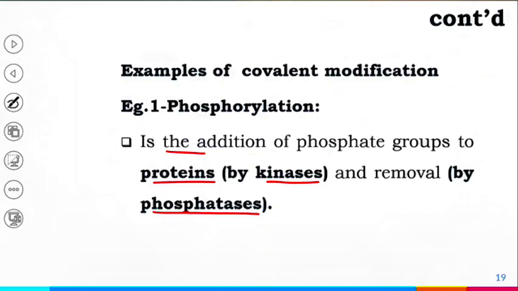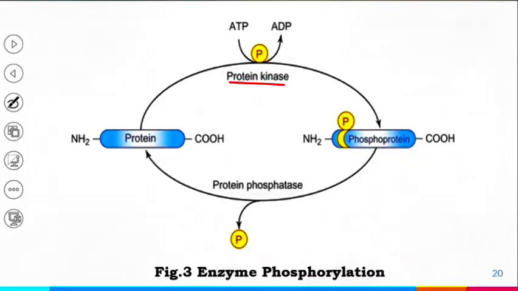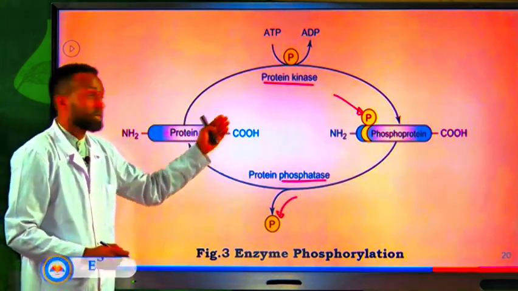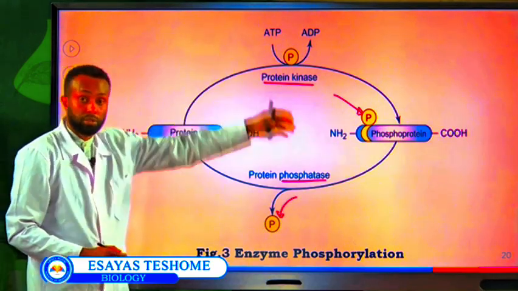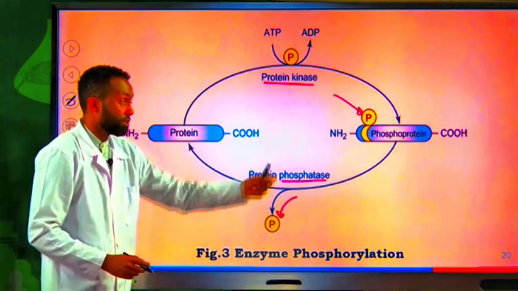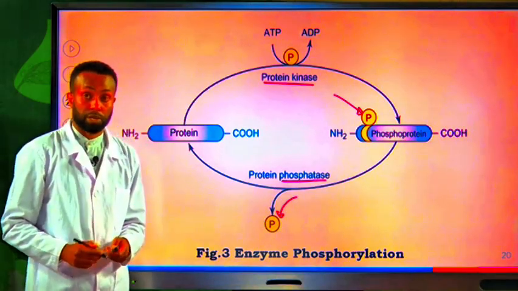This picture represents enzyme phosphorylation. If there is a protein molecule here, and a protein kinase, then there is what? Addition of phosphate. Whereas if there is protein phosphatase, this protein phosphatase helps for the removal of the phosphate group. So phosphorylation is the addition of phosphate in the presence of a kinase enzyme, or the process of removing that phosphate group in the presence of phosphatase. This acts in the case of enzyme phosphorylation.